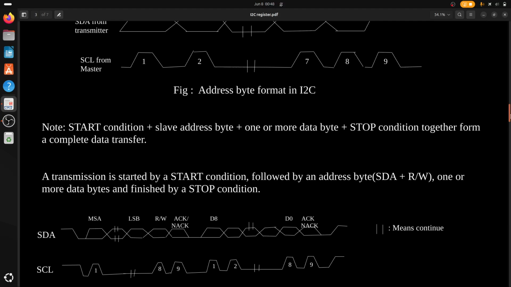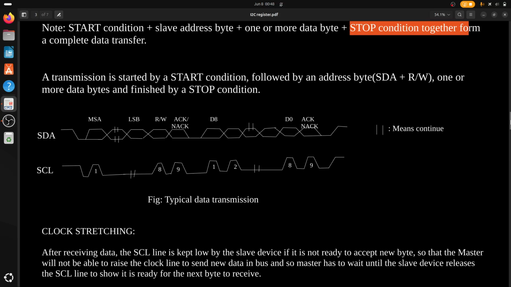And so the start condition is set by the master only, and the master will put the slave's address on the bus in order to choose a particular slave device. After choosing that particular slave device, it will send one or more data bytes, and the stop condition will again be set by the master in order to complete the data transfer process. Okay. So this is the whole process.